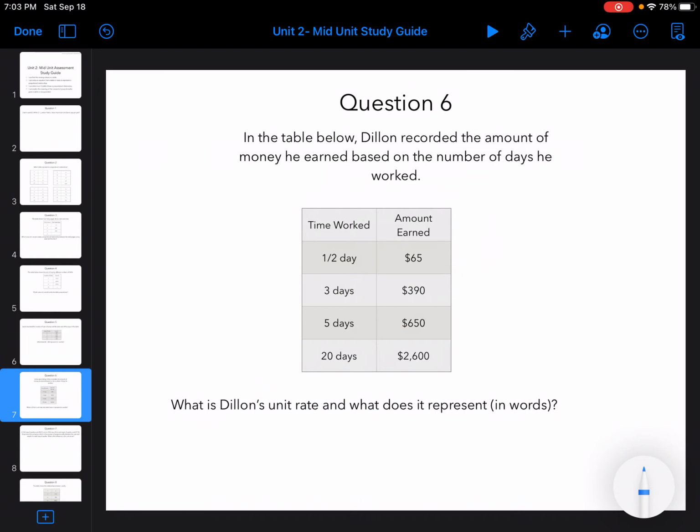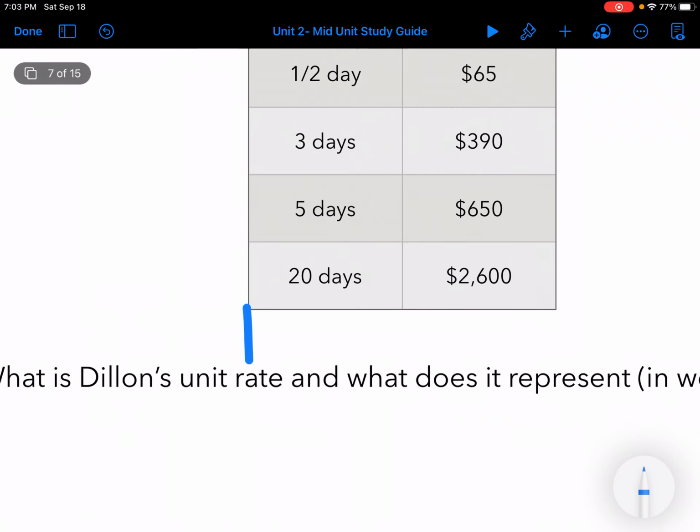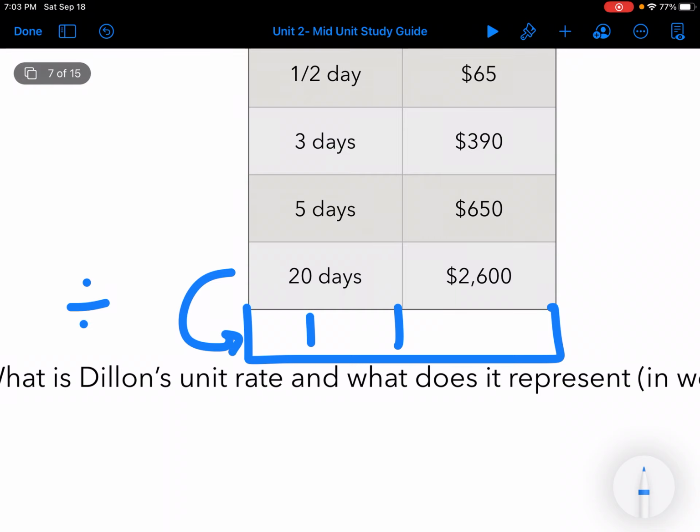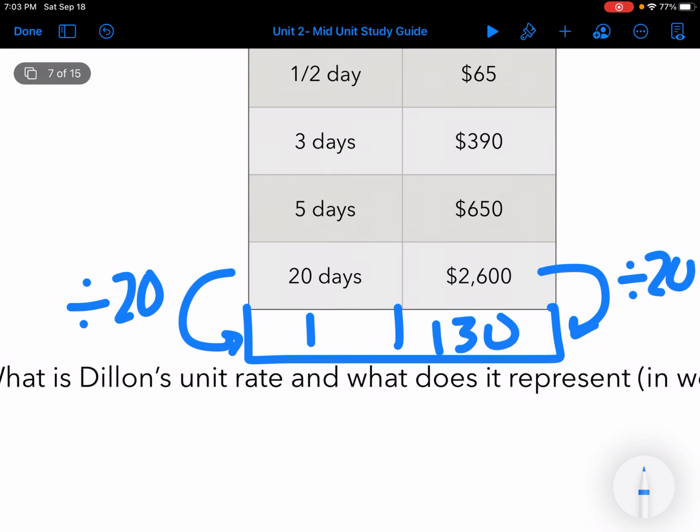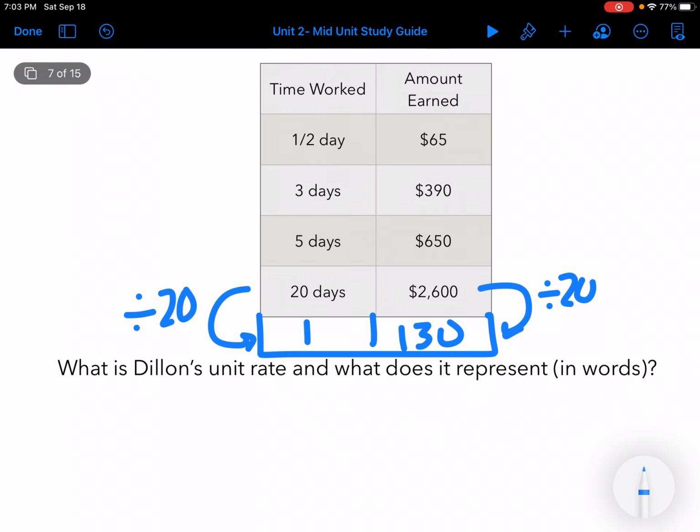That's what it means. All right, in the table, Dylan recorded the amount of money he earned based on the number of days he worked. What was Dylan's unit rate, and what does it represent in words? So unit rate means for one. So I'm going to divide by 20. It doesn't matter what row in the table I chose. I chose that one just because it was the closest. So 2,600 divided by 20, and I get $130. So what does it represent? So the unit rate is $130. That's how much he's paid.